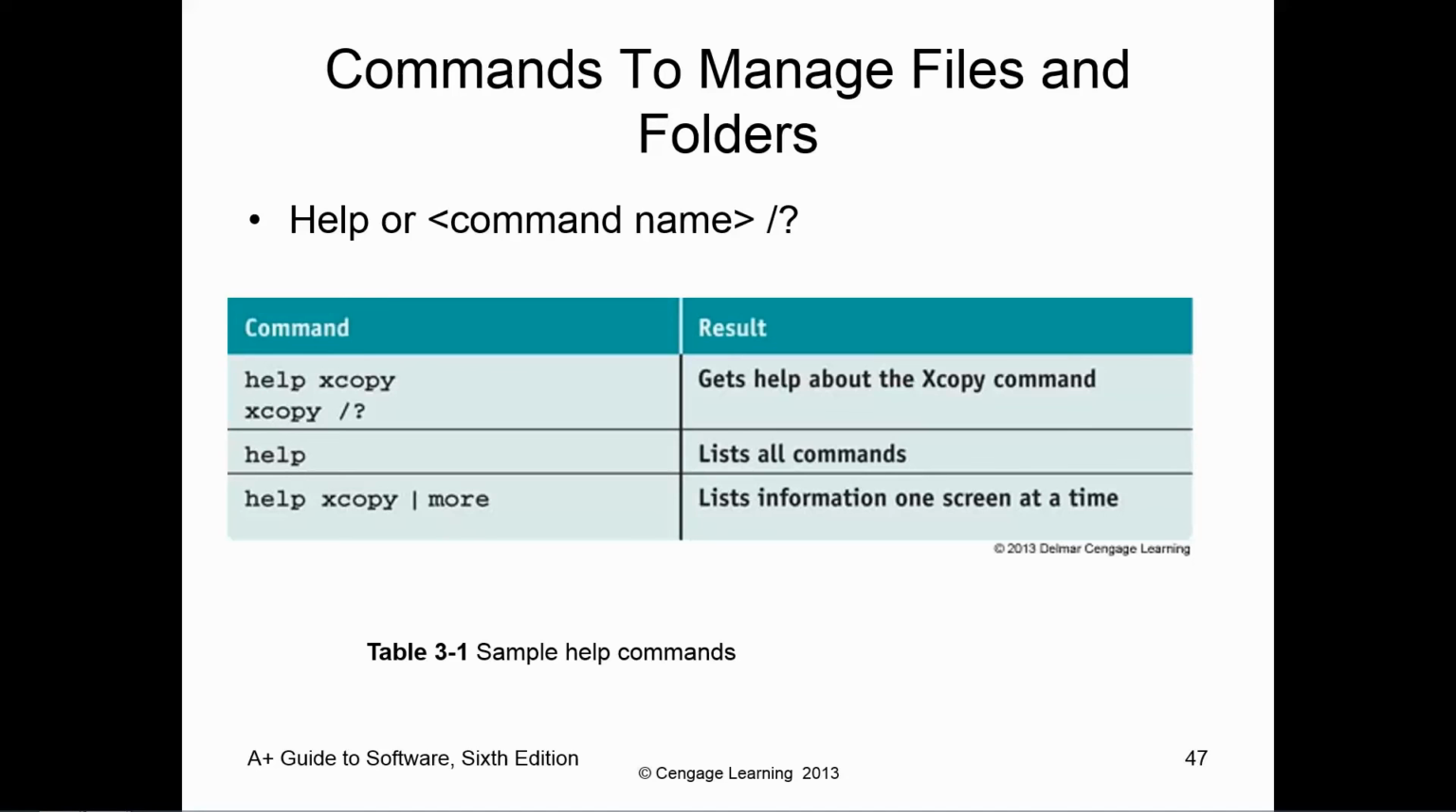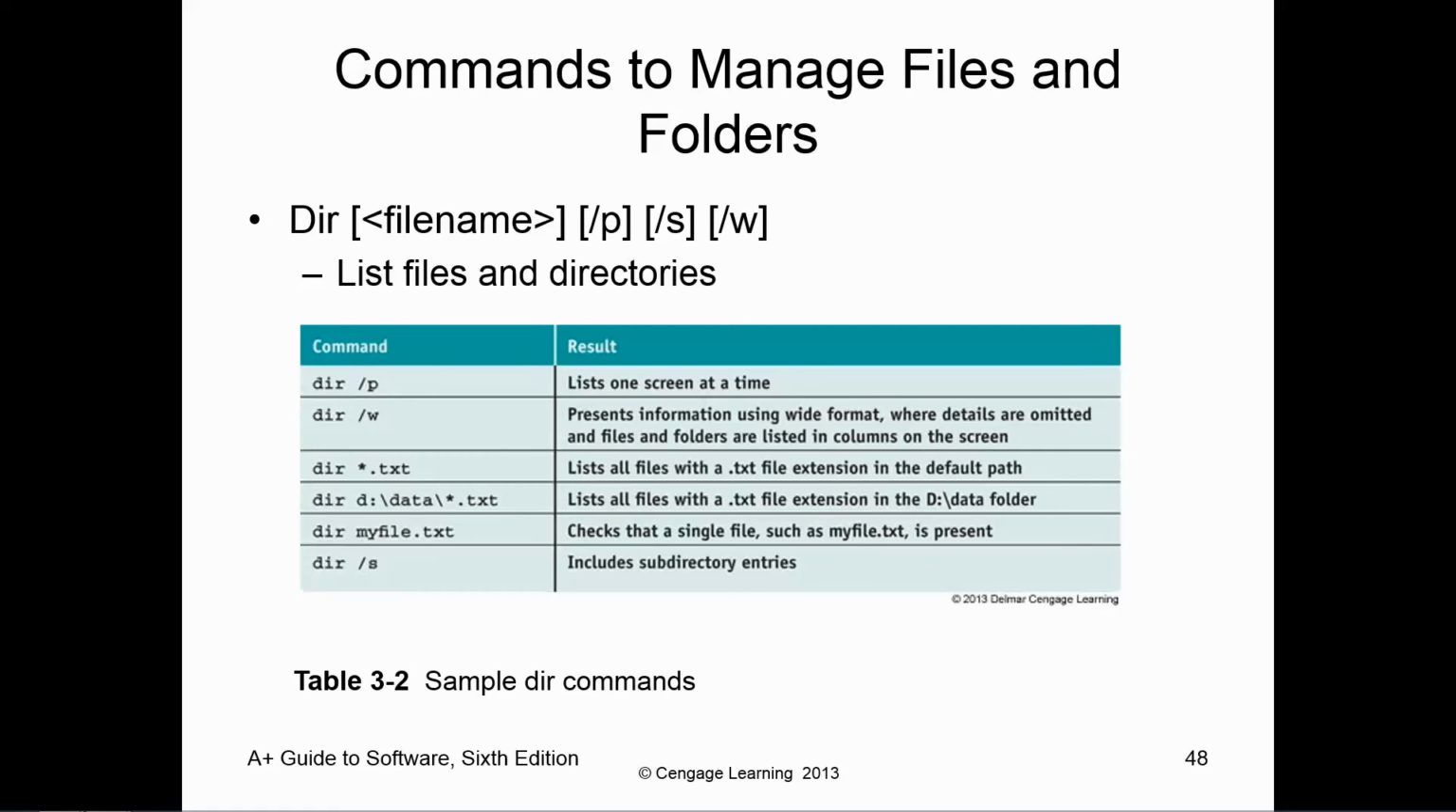So some of the commands we use are help. Normally, help and the command, or the question mark, will give us help. One of the first commands is xcopy or copy. You can get help using help xcopy or xcopy /?. Both work to get help for those commands. DIR normally lists the directory, but there are different ways to do that. And here are some of the switches, or the conditions, for running that command.